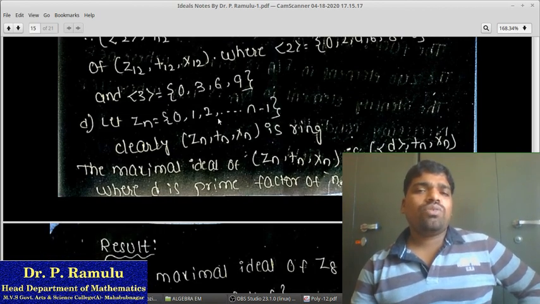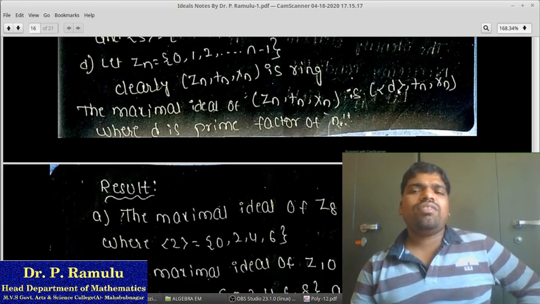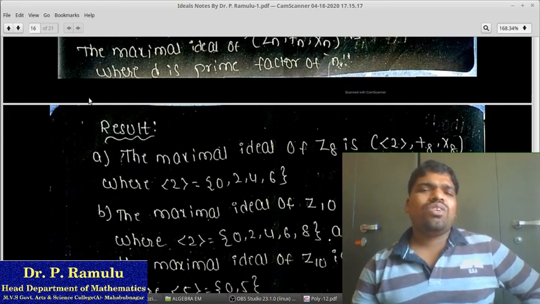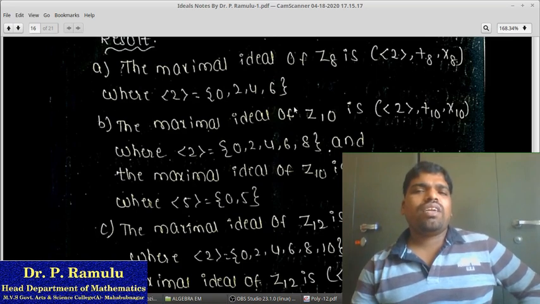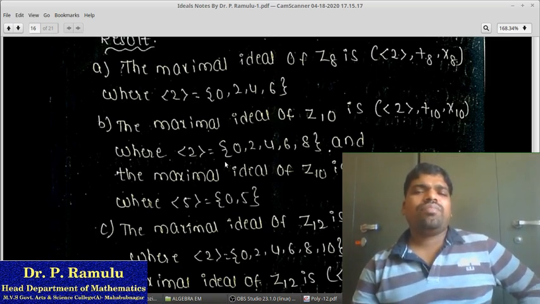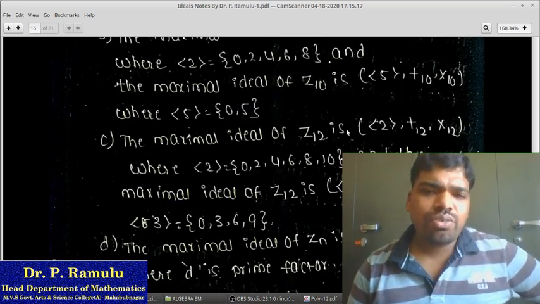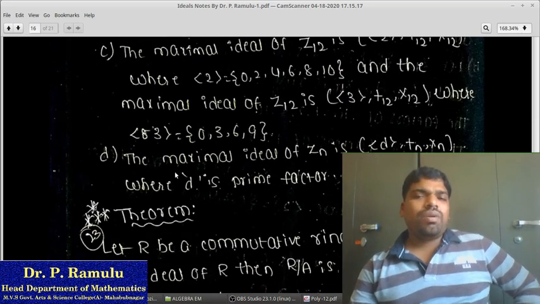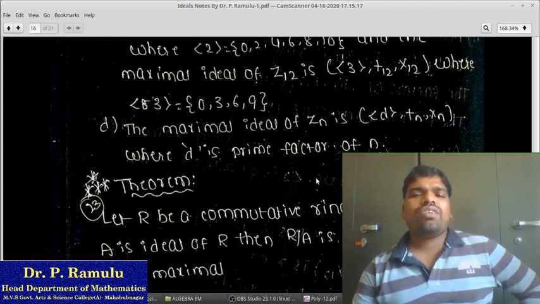So Zn is {0, 1, 2, 3, ..., n minus 1}, which is clearly a ring. The maximal ideals of Zn are generator d, with addition modulo n and multiplication modulo n, where d is a prime factor of n. So as a result, you can write easily: the maximal ideals of Z8 is generator 2, of Z12 are generator 2 and generator 3, of Z10 are generator 2 and generator 5, and in general the maximal ideal of Zn is generator d, where d is a prime factor of n, right?